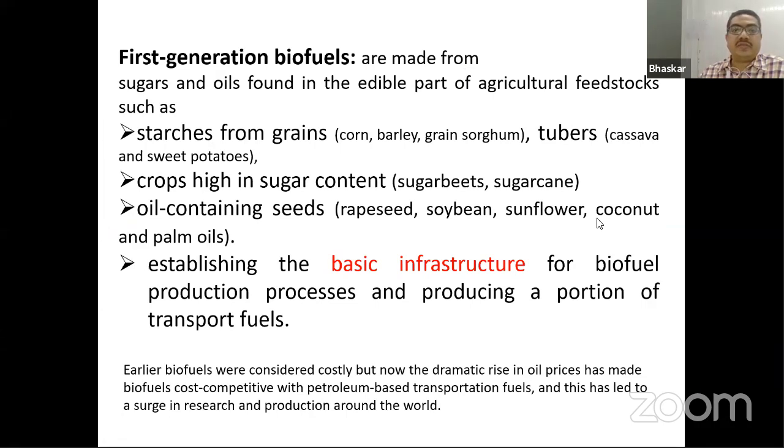We can see that the first generation biofuels have certain limitations, that they are basically edible ones. They are generated from edible feedstock like rapeseed, soybean, sunflower, coconut oil, and palm oil.